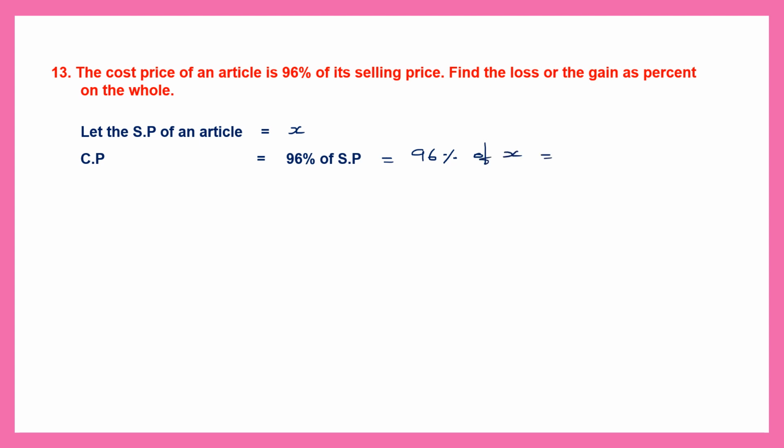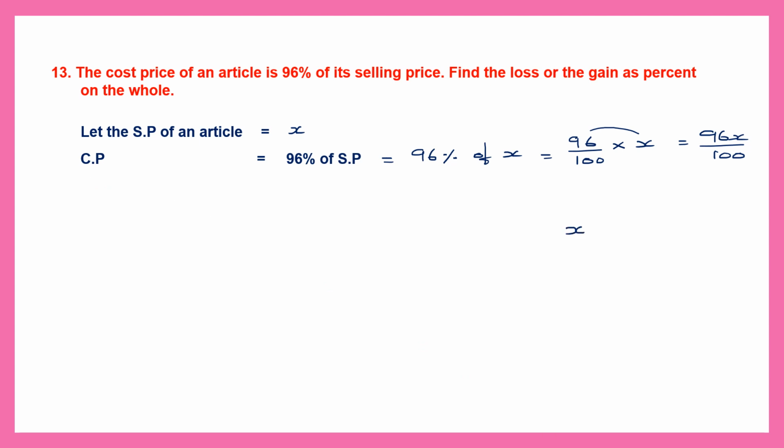So let's work this out. This will be 96 by 100 of, that is, into X. So multiply the numerators. 96 into X is 96x by 100. So this is the cost price. So we have selling price X and cost price 96x by 100. Now which is greater? Because depending on that only we will know whether there was a loss or there is a gain. So we are going to find out whether X, the selling price, or 96x by 100, the cost price, is greater.